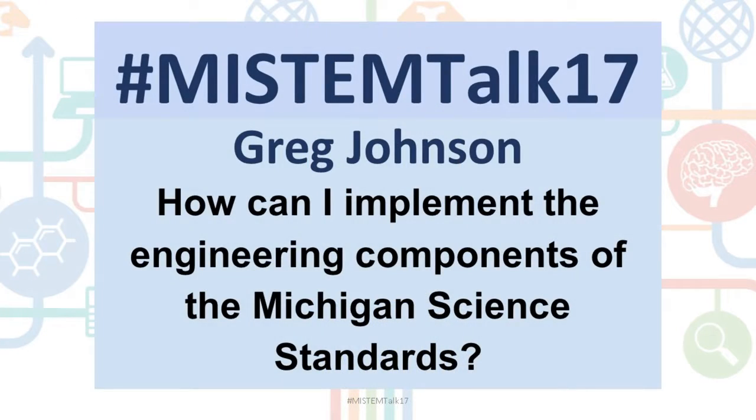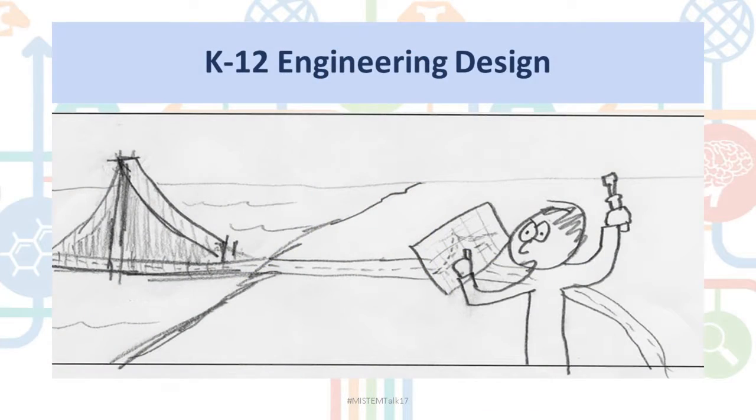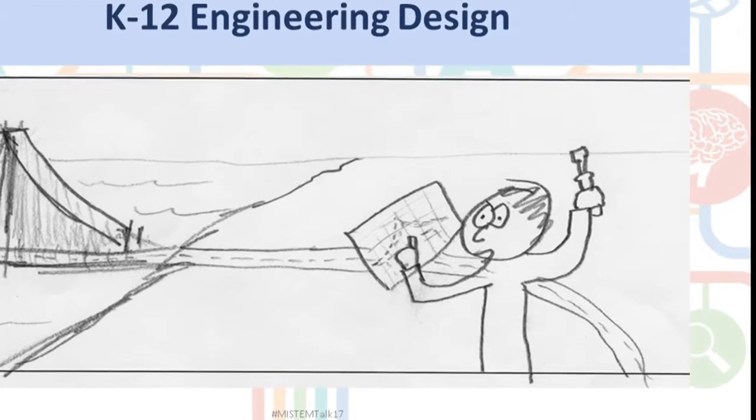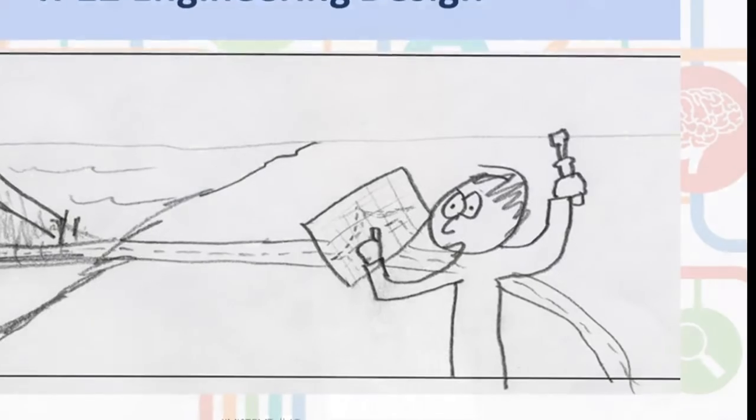I'm going to be sharing with you one way that we can implement the engineering components of the Michigan Science Standards in elementary and middle school classrooms. Of course, our standards now include engineering design from kindergarten to the 12th grade. Interestingly, research done with young students suggests that many students don't really understand what engineers do. They often think that engineers are the people who build roads or build bridges or build houses, and not that engineers design all these technologies in every aspect of our daily lives.